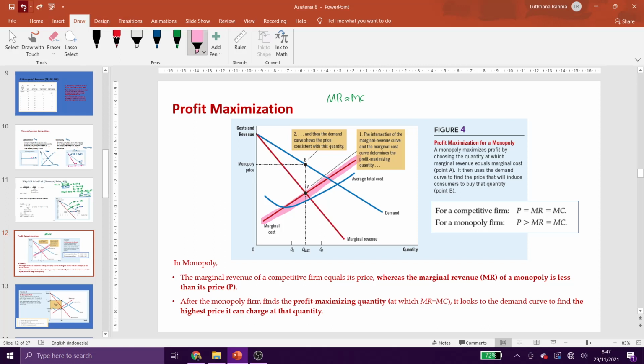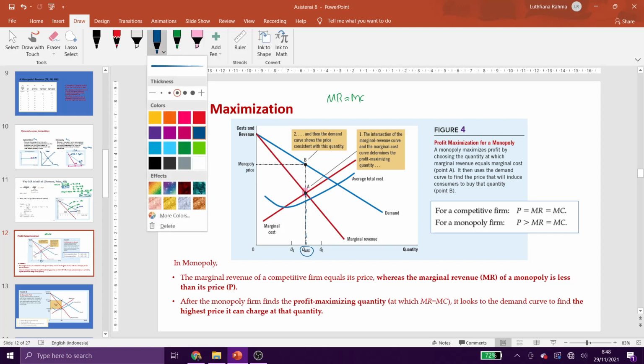So based on those, the profit maximizing condition is at point A. If a firm wants to maximize its profit, it should produce at point A, which means that it should produce at Q max here. You could draw a straight line here. Here we should produce at Q max, and then with Q max here, we move upright.